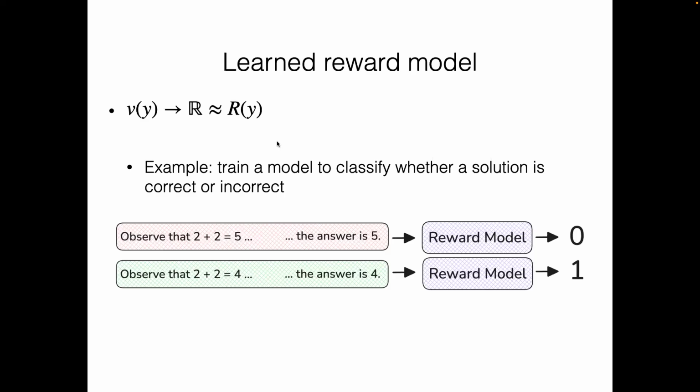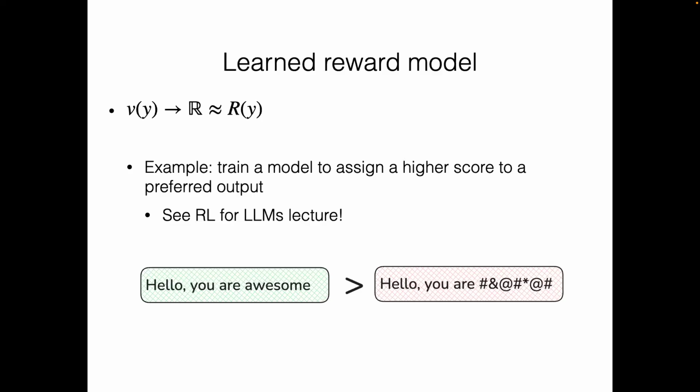A really simple thing you could do, and we'll actually go into an example, is you can train the model to classify whether a solution is correct or incorrect, right? So you can basically collect a lot of correct and incorrect solutions and then learn a kind of classifier. Now, you're not limited to math problems or things with a clearly correct or incorrect solution.